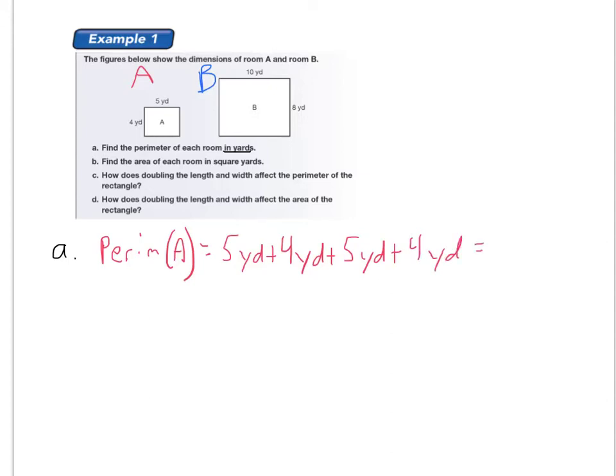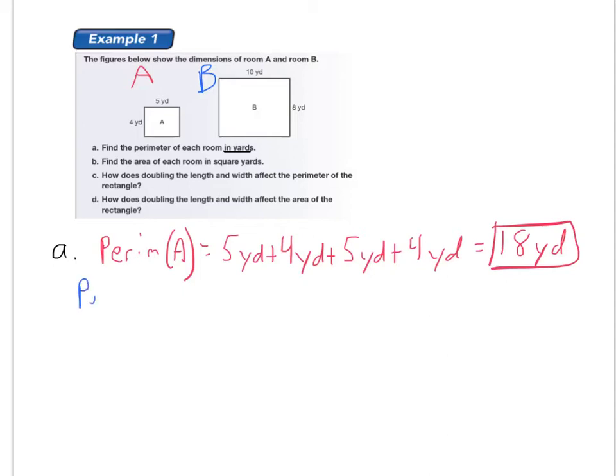Remember when we talked about like terms, we have to make sure we can add all these things together. Well, there's yards and yards and yards and yards. Those are all the same label, so I should be able to add all those up. So 5 plus 4 is 9, 5 plus 4 is 9, 9 plus 9 is 18. And yards plus yards plus yards just gives me more yards. So 18 yards is the perimeter of shape A.